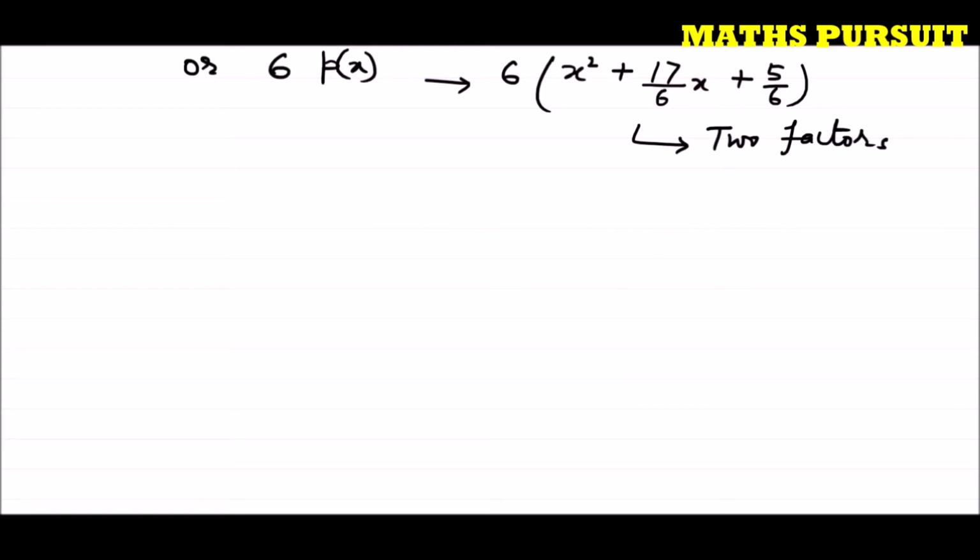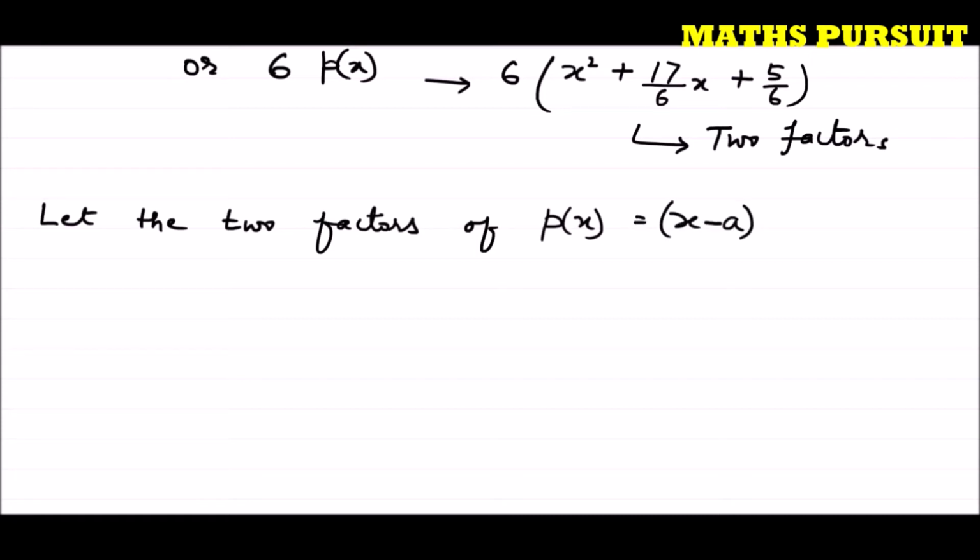So let us assume the 2 factors. Guys, this is most important, try to understand. Let the 2 factors of px be x minus a and x minus b. As I told you, this is a quadratic polynomial, so we will be getting 2 factors, and you would have already seen that in the splitting method also we got 2 factors. Here we do not know these 2 factors and we are assuming. So px is equal to x minus a into x minus b.